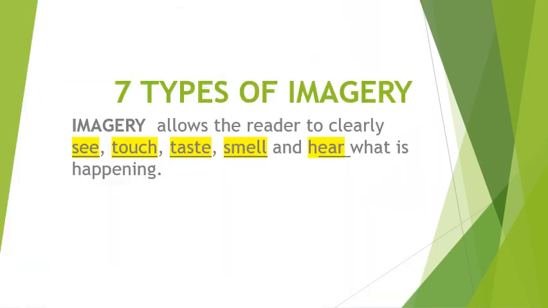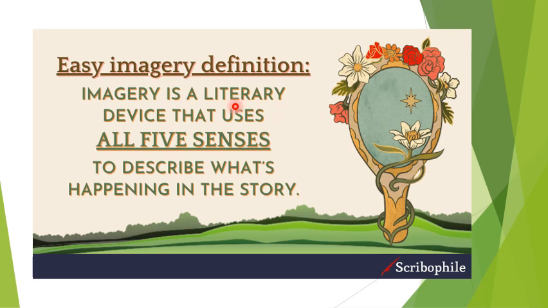The seven types of imagery. Imagery allows the reader to clearly see, touch, taste, smell, and hear what is happening. In other words, imagery is a literary device that uses all five senses to describe what's happening in the story.